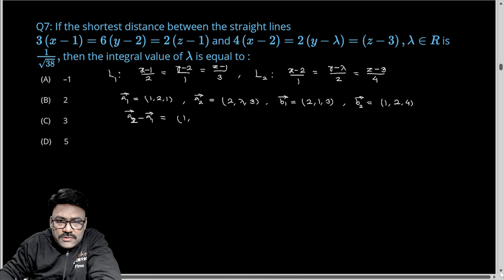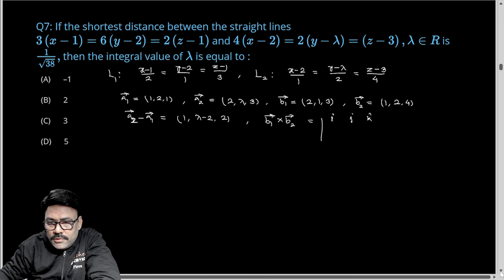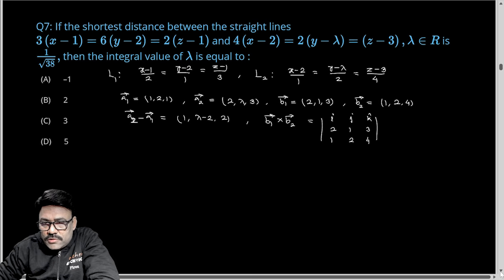So 2 minus 1, it is 1. Lambda minus 2. 3 minus 1, it is 2. Now let's take B1 cross B2. B1 cross B2 is the determinant of i, j, k; 2, 1, 3; and 1, 2, 4. Now take the cross product: 4 minus 6 is minus 2i, then 8 minus 3 is minus 5j, and finally 4 minus 1, which is 3k.